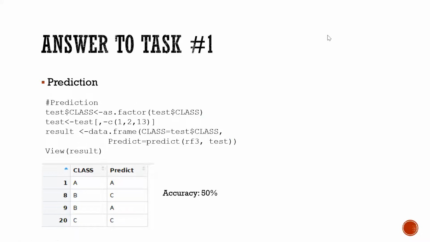Now that we have the model, we need to validate the model in the test set. For the test set, we only have 4 observations. As you can see here, using the model, we predicted 50% of the classes. It predicted correctly for class A, so AA, but for country number 8, it was classified as C, and for country number 9, it was classified as A. So we only have 50% accuracy.